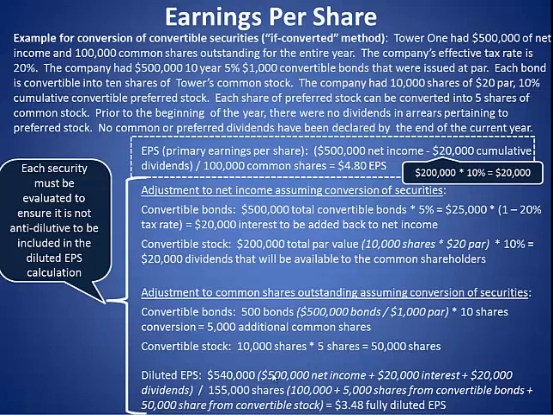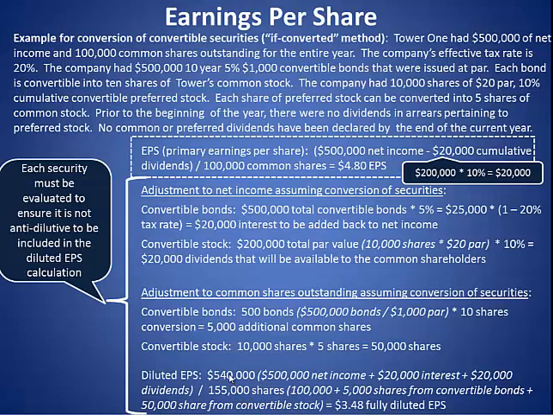Now let's take a look at the convertible stock. We know each share of preferred stock can be converted into 5 shares of common stock. So we take the 10,000 shares of the cumulative convertible preferred stock times 5 shares, and that's going to equal 50,000 shares. Now what we want to do is our calculation on diluted earnings per share.